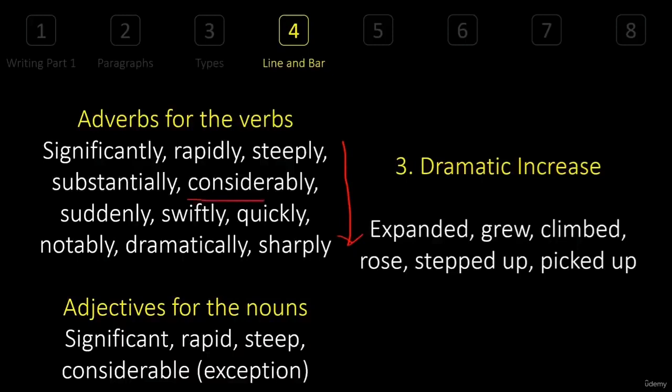Now look at this word, considerably. You cannot just remove ly and it will work out. These are some exceptions. So you have to use considerable. So it was a considerable increase or considerable rise. So this rise and increase are nouns. If you want to use grew or expanded, you have to say it grew significantly. Got it? To show dramatic increase.